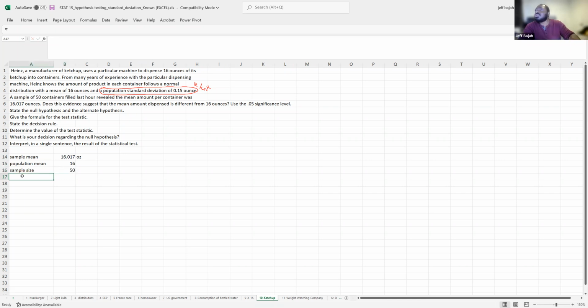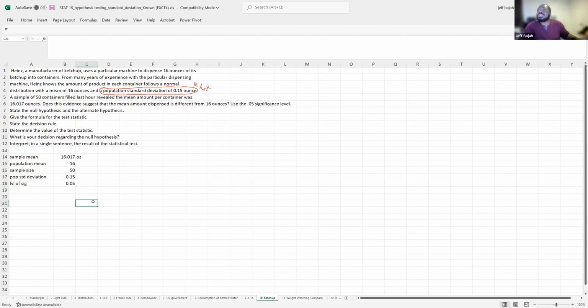We also know a couple more things. The population standard deviation, sorry, we know is 0.15 ounce. So these are the things that we know. And then it asks, does the evidence suggest that the mean amount dispensed is different from, not greater than, not less than, not greater or equal to, not less or equal to. So we just said it's different from. It now says use a significance level of 0.05. And so we're going to use a level of significance of 0.05.